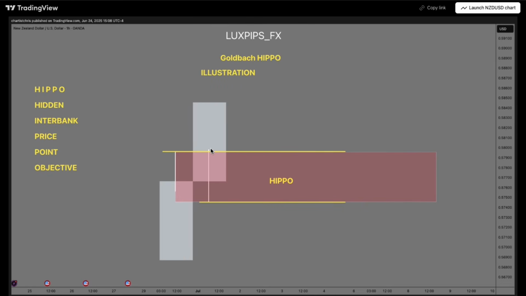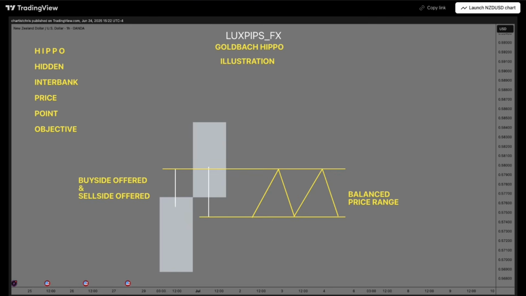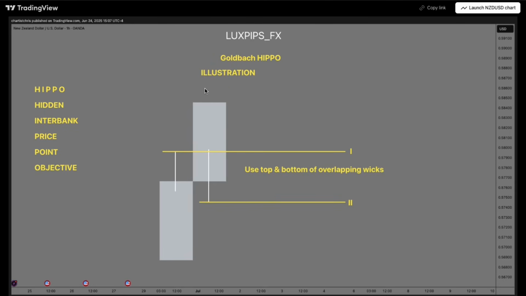So I just want to focus in on this range right here. The reason why I want to focus in is because this little range represents a balanced price range. So you can see buy side and sell side is offered. Up, down, up, down. So both sides of the market have been offered in just this little range. So, as you know, it's the top of the wick, bottom of the wick, draw them out to the future, and this is your HIPPO.